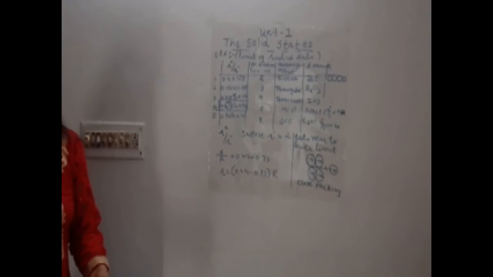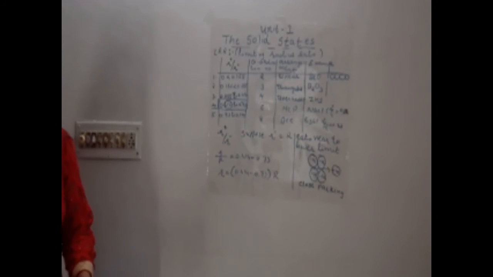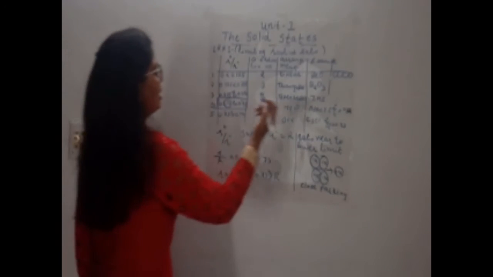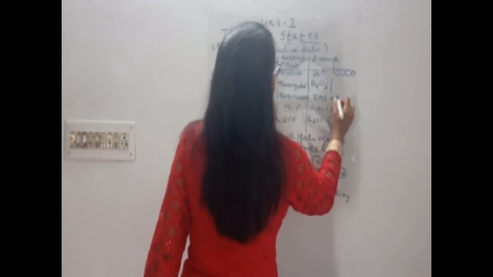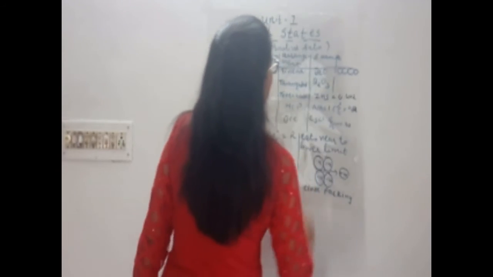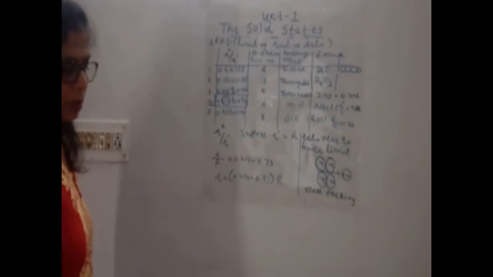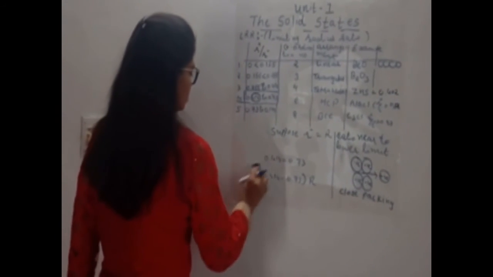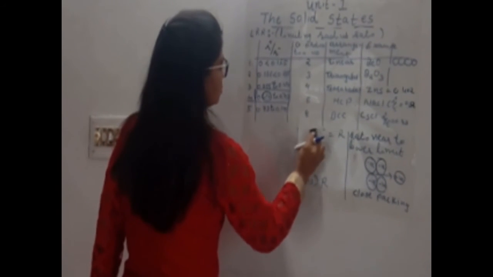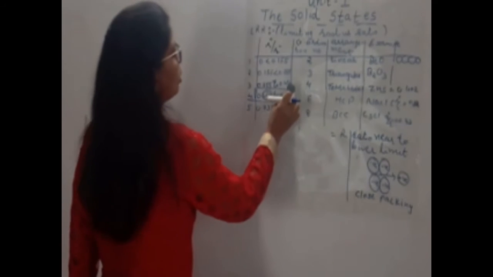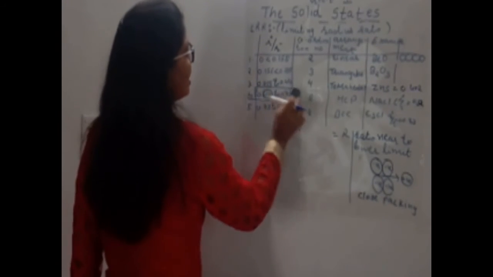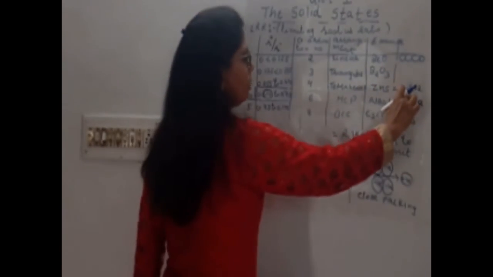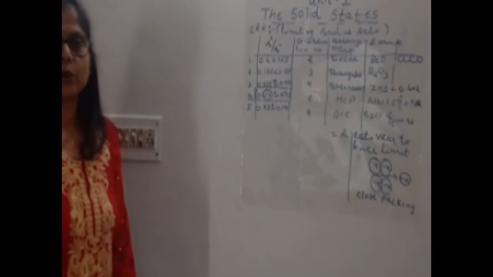Now I am giving you one more example, the opposite of this. Suppose ZnS, here the ratio is 0.402. So now you see the limit for ZnS, for zinc blende: the higher limit is 0.414, and here I have given 0.402. So 0.402 is nearer to the upper limit.